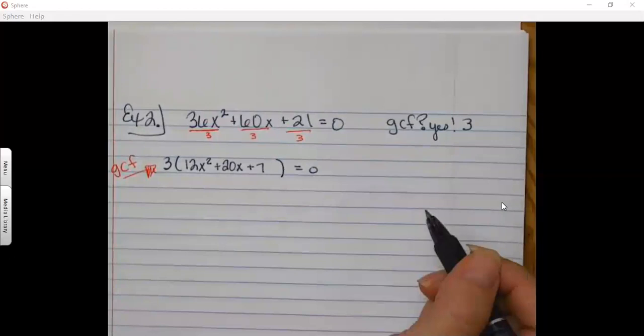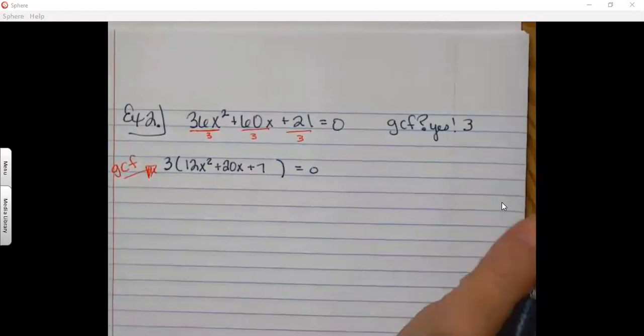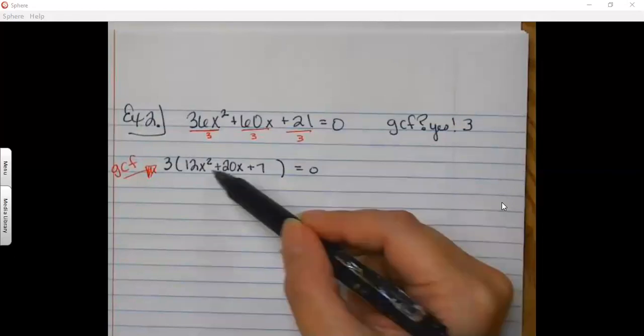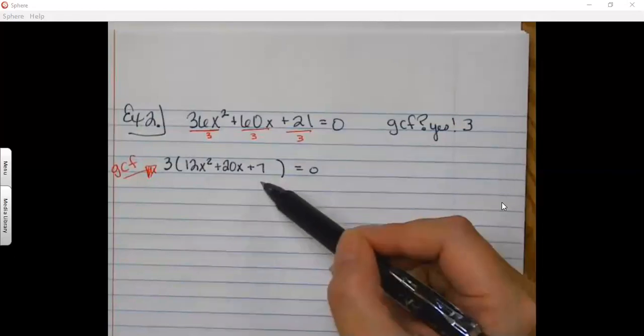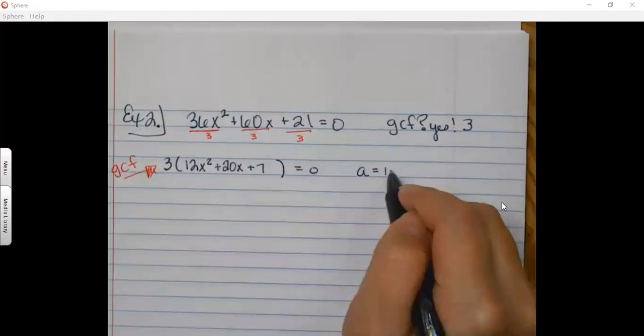So when I define A, B, and C, I am no longer factoring the original problem. Now I am factoring 12x squared plus 20x plus 7. So when you determine A, B, and C, don't look at the original anymore. Look at what's inside parentheses. So what is my value of A? Not the original. Look what's inside. Just the 12. What is B? And what is C?